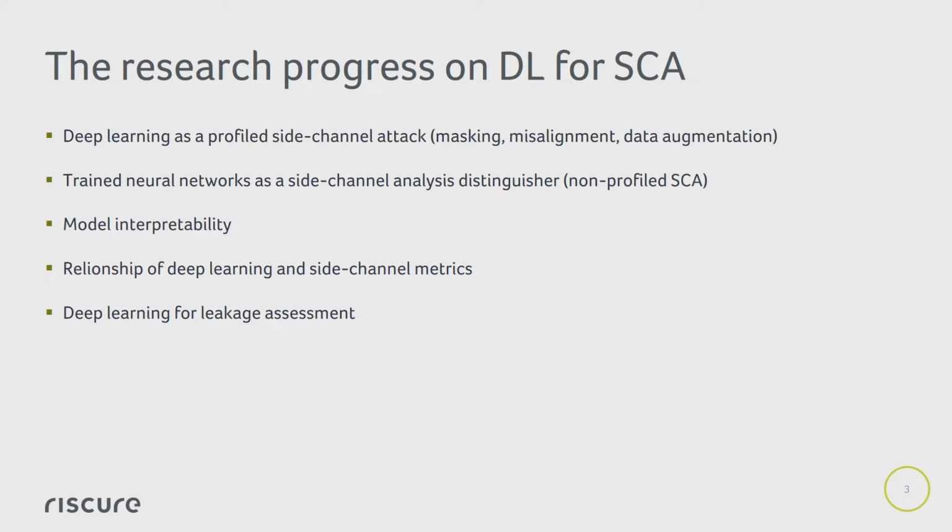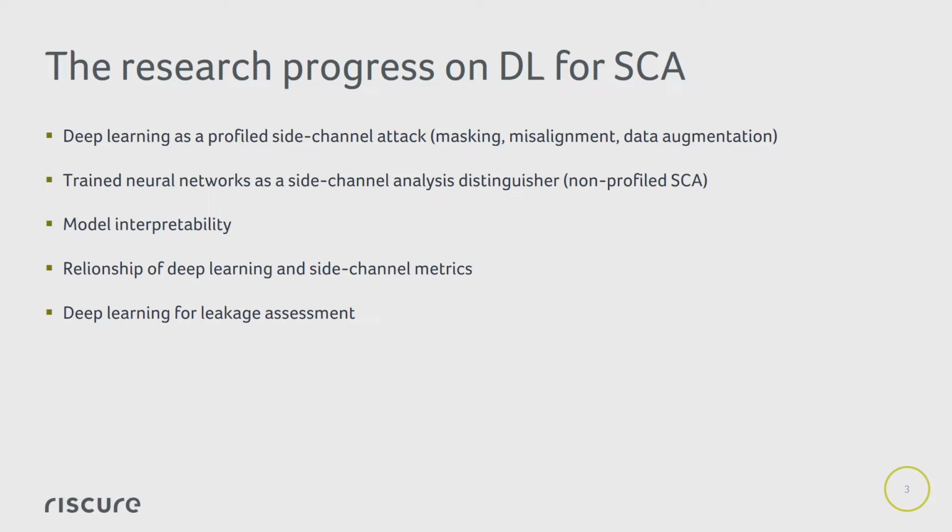To summarize what has been done in the last three to four years, more or less, in the research progress on deep learning for sidechannel analysis, I could separate it into five groups. I'm considering here the research papers published in conferences and journals. A big group of papers tries to implement deep learning as profiled sidechannel analysis, like template attacks, to bypass countermeasures like masking and misalignment inserted as a countermeasure, also combined with methods like data augmentation to improve the capacity of the attack.